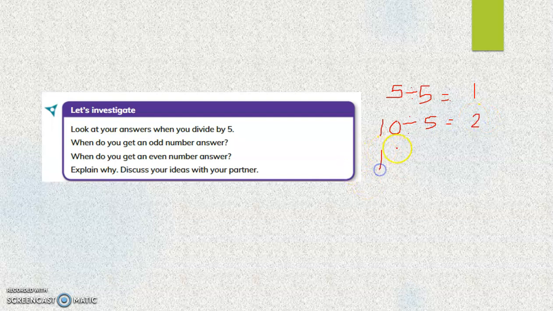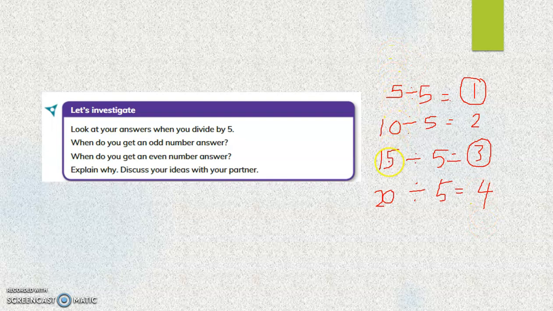Now what about 15 divided by 5? When we do 15 divided by 5, we get the answer 3. Now 20 divided by 5, the answer is 4. Now when do you get an odd number answer? See, when we divided 5 by 5, we got an odd number. 15 divided by 5 gave an odd number. Now 25 divided by 5 will be 5. So again we get an odd number.